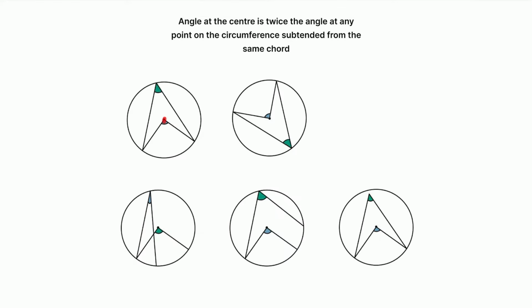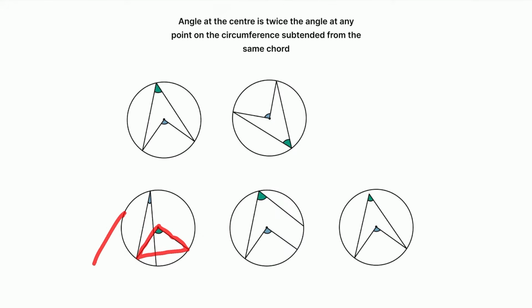Because there's an angle at the center here, there's the chord for it. Does this chord also create an angle at the circumference? Yes, it does. So that theorem works here. Again, is there an angle at the center? Yes, there is. Does the chord for that angle create an angle at the circumference? Yes, it does. Again, coming down here, is there an angle at the center?